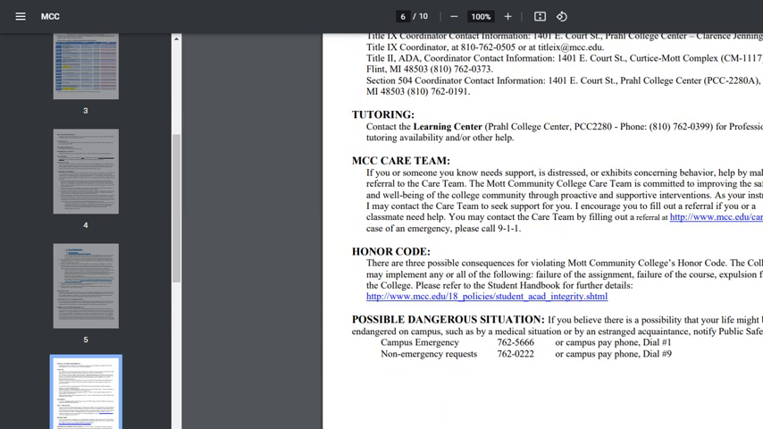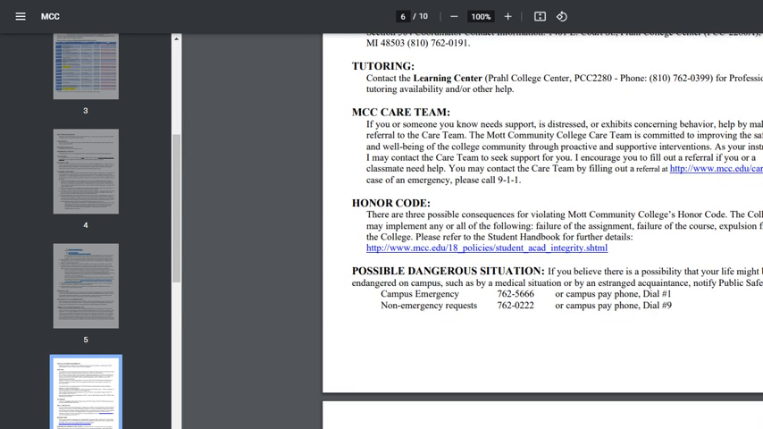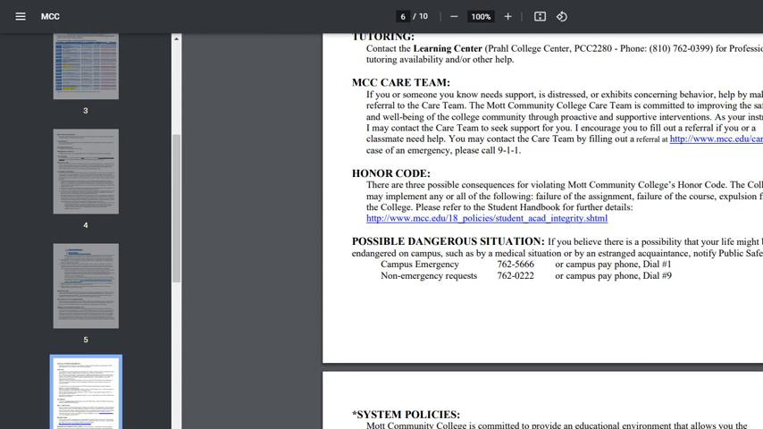MCC Care Team, these are a bunch of pros to provide you assistance if needed, personal or through school, whatever you need. These guys are pros, and your information will be secured and will never be shared. So it's something that is trustworthy. You don't have to worry about your information going out. If you need help, there's no shame in asking for help for the class or anything else that is personal. Anything personal, you can contact these guys, and they'll be more than happy to assist you.